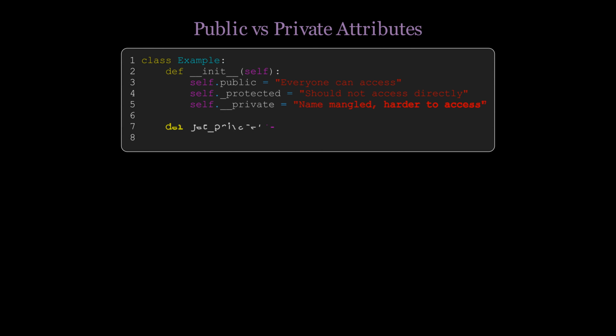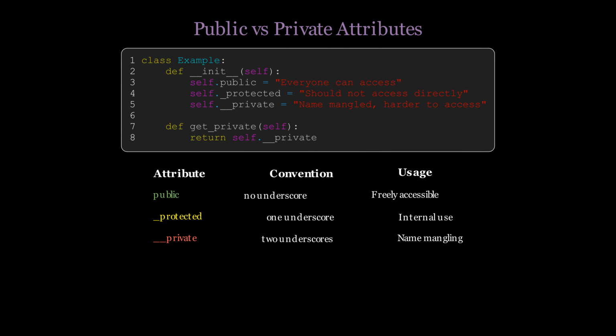Public attributes have no underscore and are meant for external use. Protected attributes with one underscore signal internal use only, though they're still accessible. Private attributes with two underscores undergo name mangling, making them harder to access from outside. These conventions help developers understand how to use your classes properly.